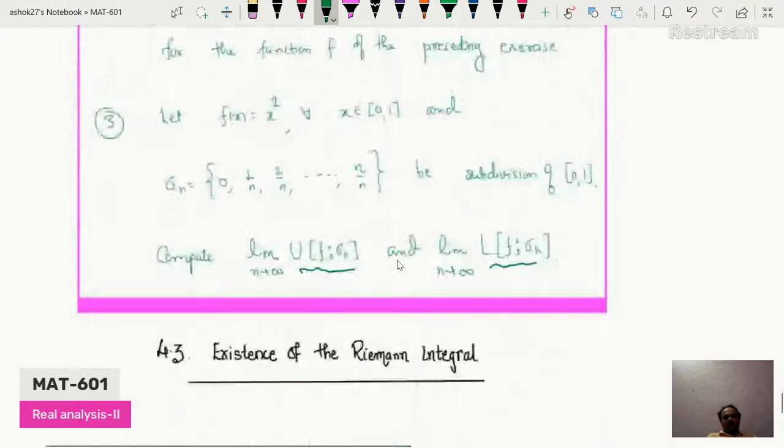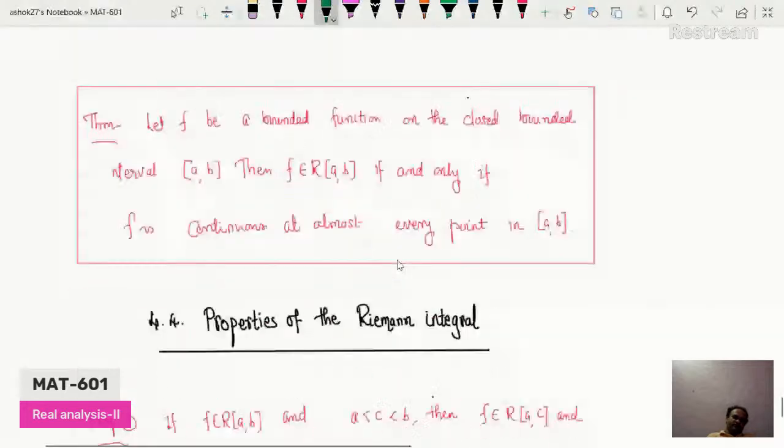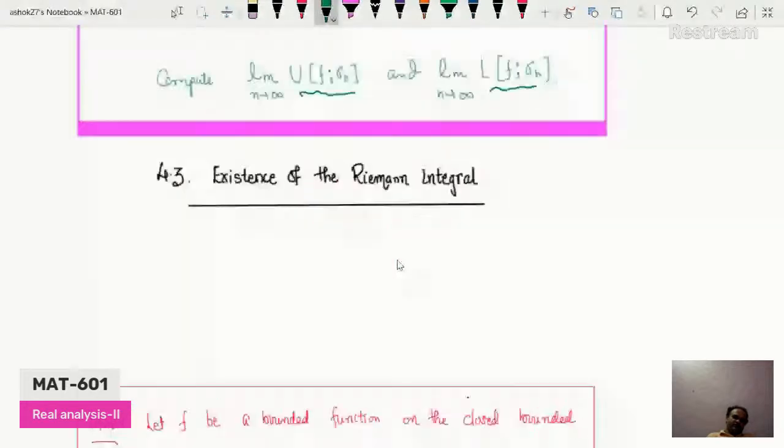In the next lecture I will continue with 4.3, existence of Riemann integrable functions. So till then, I will stop.